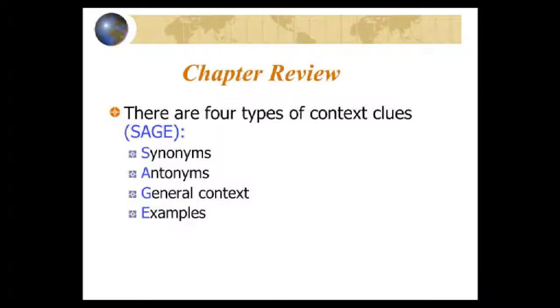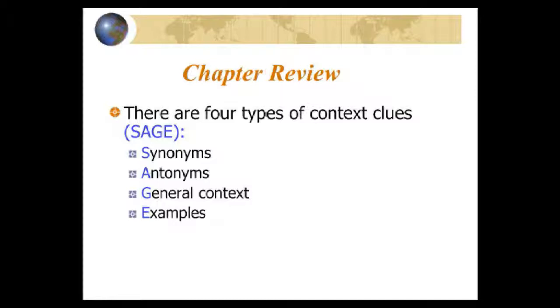Again, we said we could use the SAGE method to help us remember these context clues. Synonyms are words that have the same or similar meaning. Antonyms are words that have opposite meaning. Those are the ones we learned in the last lesson. In this lesson, we learned general context, and you heard me refer to that as also common sense, because sometimes they may give us a definition, sometimes they expect us to just use logic and reasoning, and therefore it's common sense based on our prior knowledge about that particular subject.